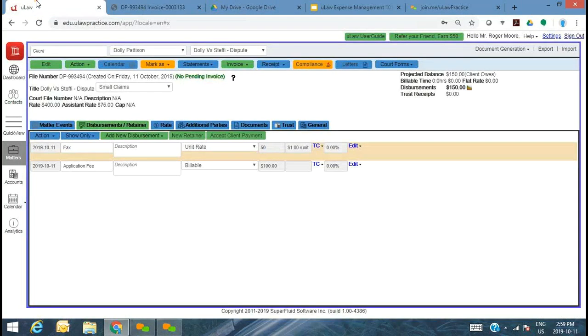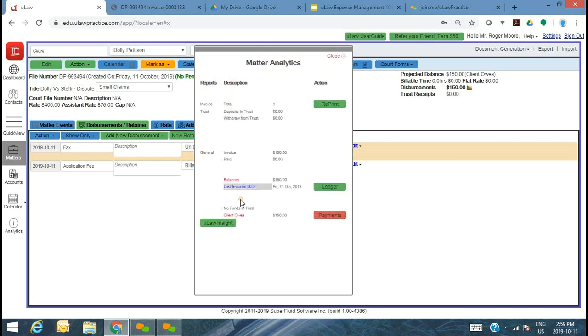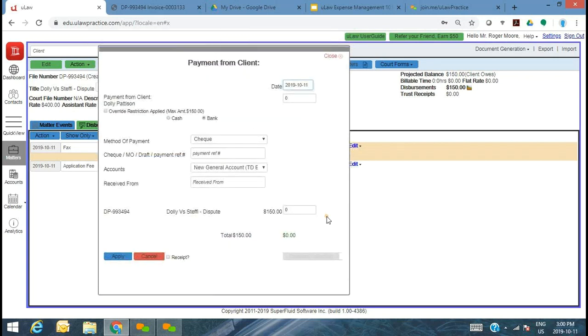Then you can call the client, or the client calls you, and you accept that client payment. You can just say accept client payment, or even better, we have a little question mark that basically tells you in red what data entry you need to do. You need to basically accept $150 that the client owes you. Right away, quick and easy, $150.